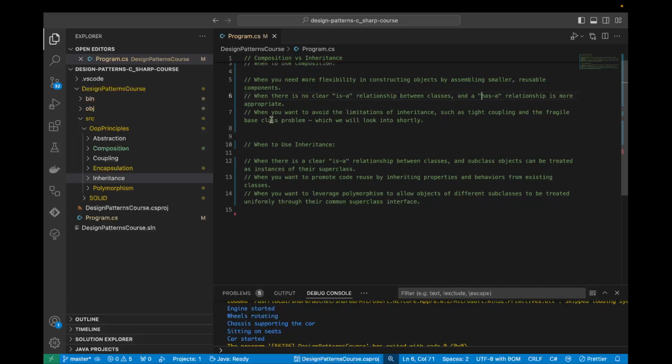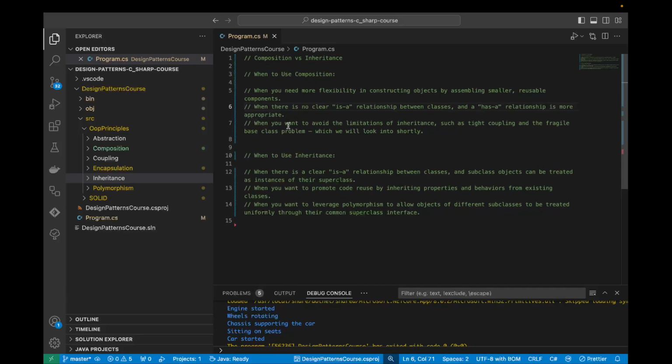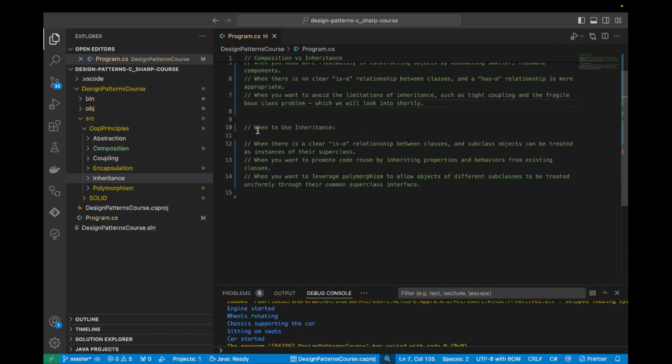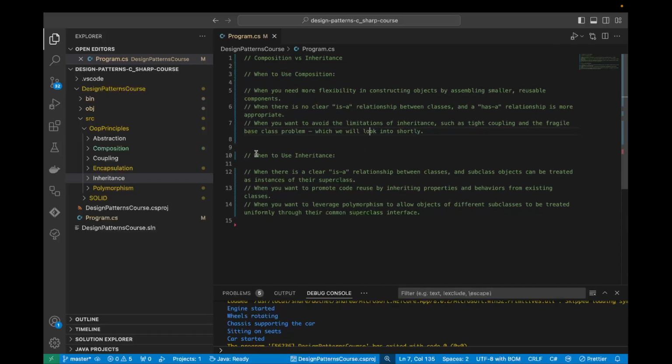And you should also use composition when you want to avoid the limitations of inheritance, such as tight coupling and also the fragile base class problem. This is a problem which we are going to look into shortly, but for now let's take a look at the advantages of inheritance and when you should probably reach for inheritance.